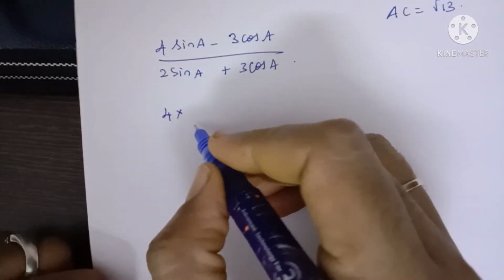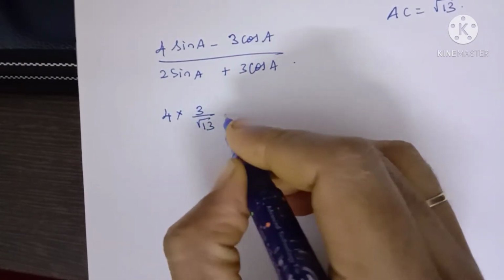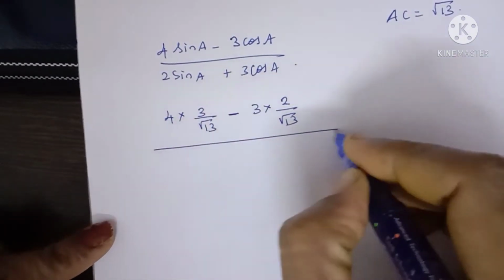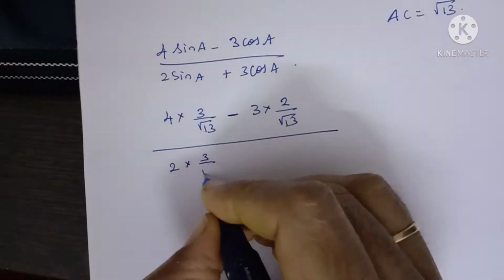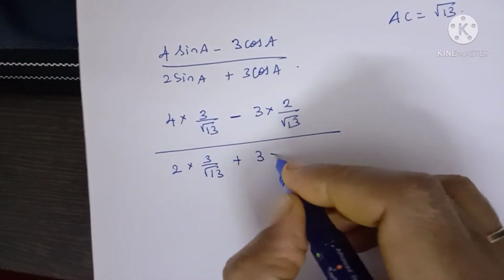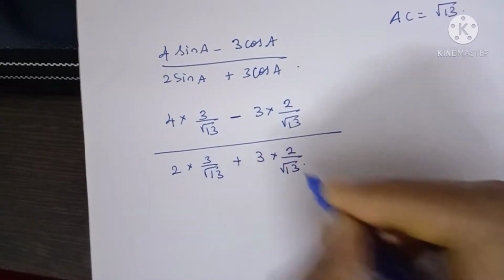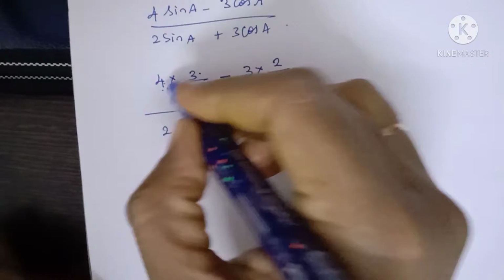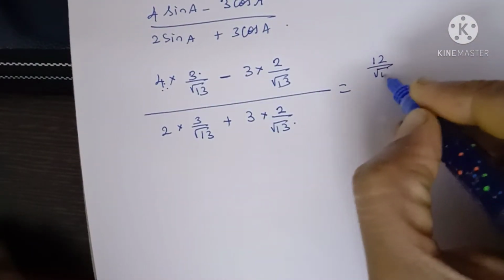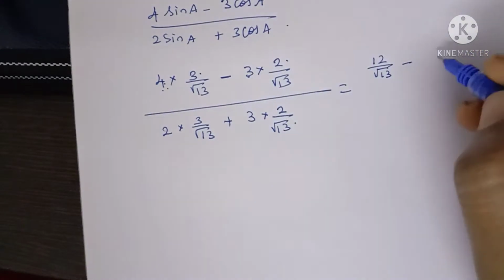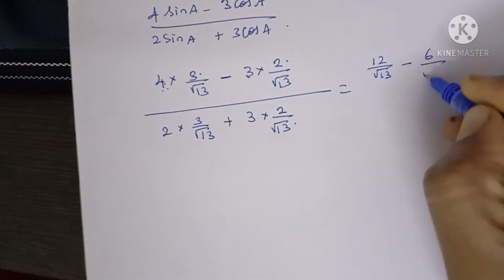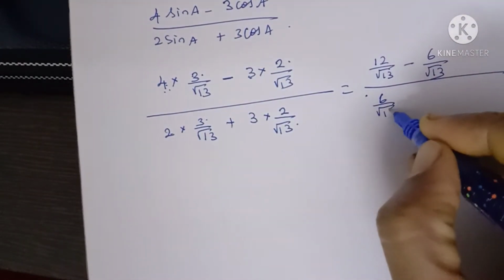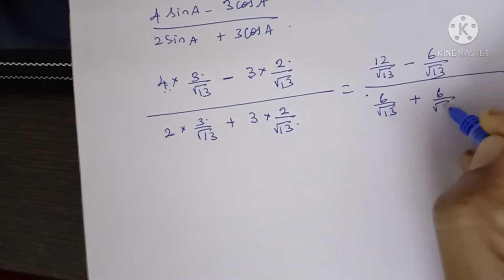4 into sin A value is 3 by root 13 minus 3 into cos A value is 2 by root 13, by 2 into 3 by root 13 plus 3 into 2 by root 13. Now you can multiply the numerators. 4 3s are 12. 12 by root 13 minus 3 into 2 is 6, 6 by root 13, by 2 3s are 6, 6 by root 13 plus 6 by root 13.